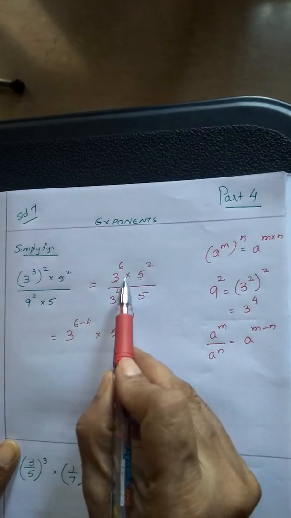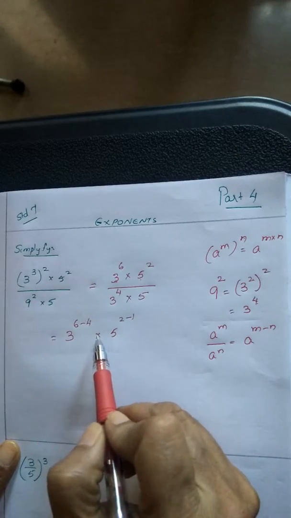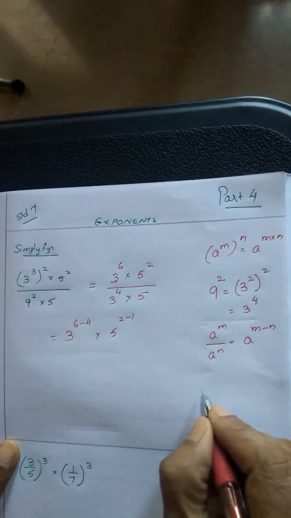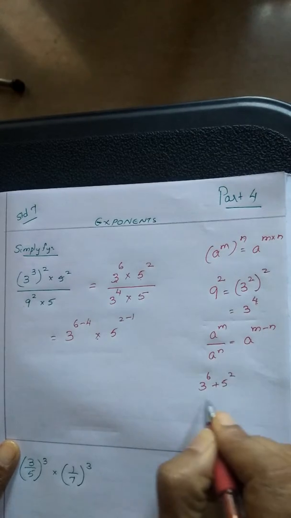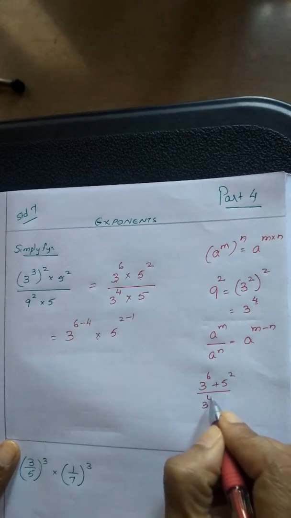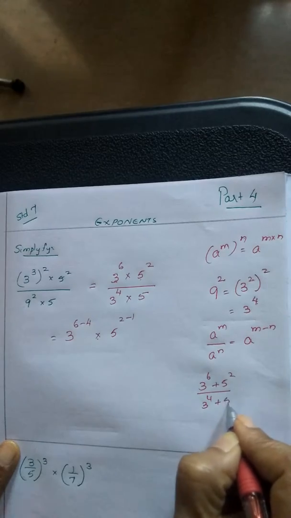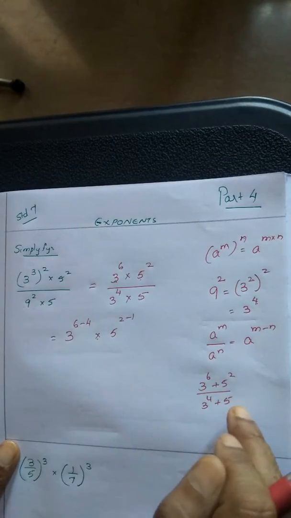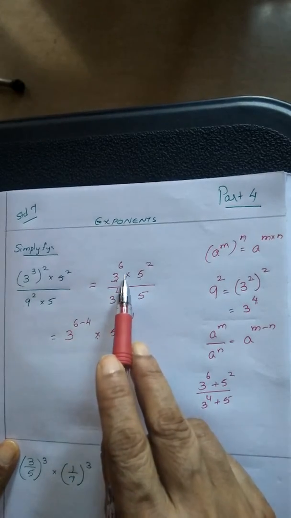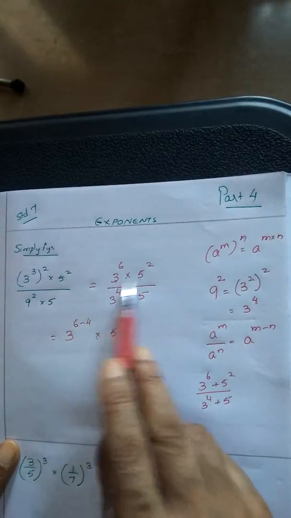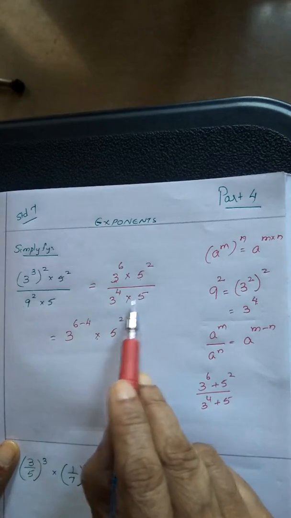Since it is multiplication, we are doing this. In case it was division, something like 3 squared plus 5 squared by 3 to the power of 4 plus 5, then you can't do this. We are doing this method only because between the terms, this is multiplication.